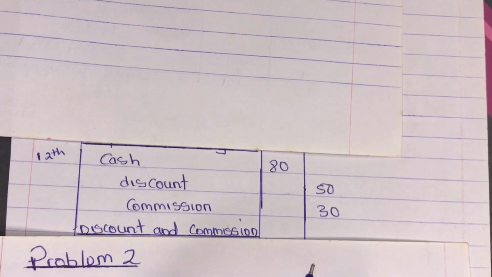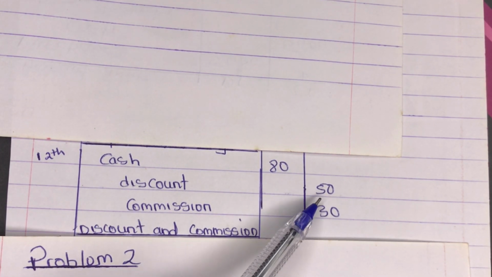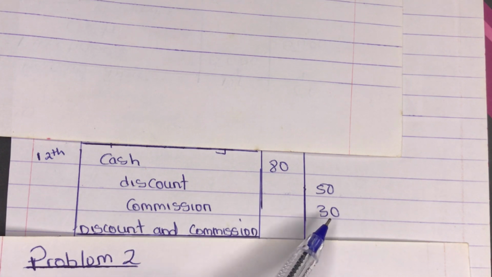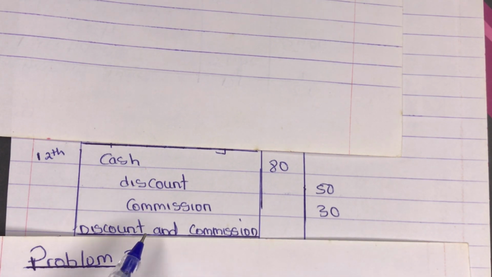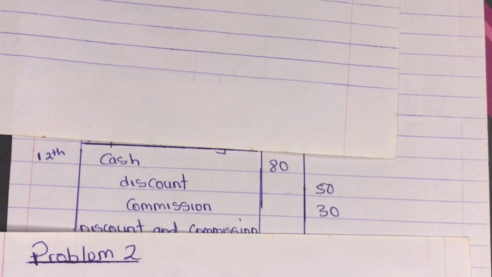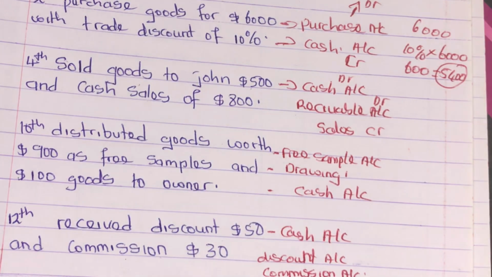So this is the solution. We receive a total cash of $80, and then we credit the discount account $50 and the commission account $30. So the narrative is discount and commission received. So that is the narrative. So let's move to the next question.